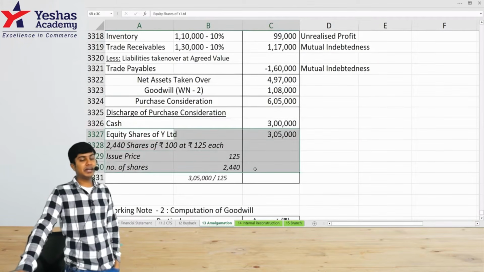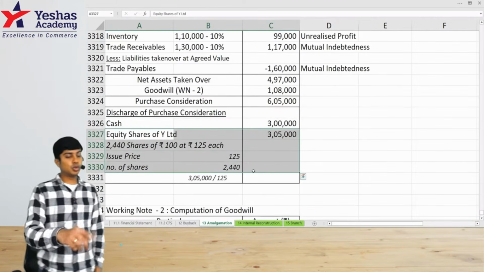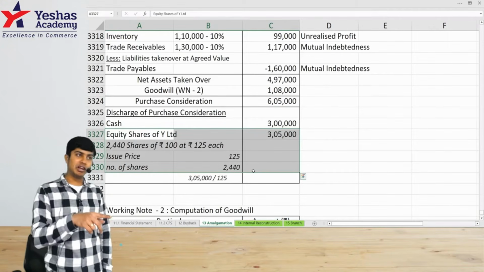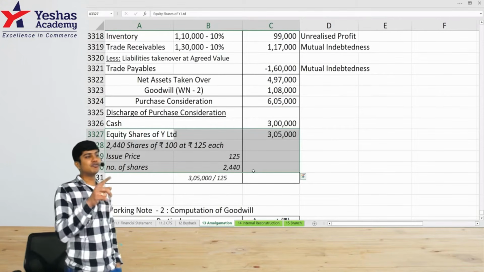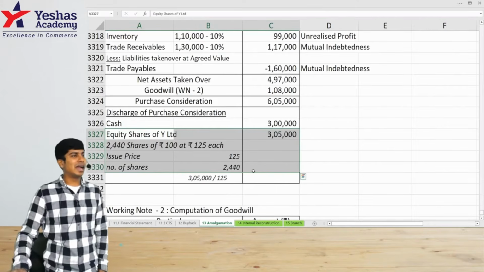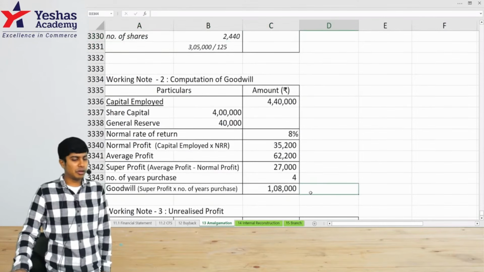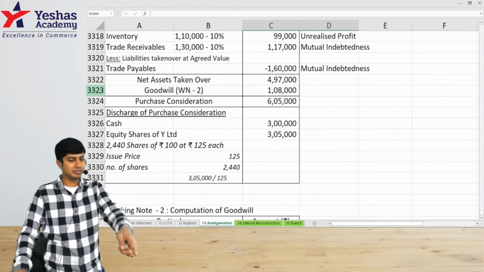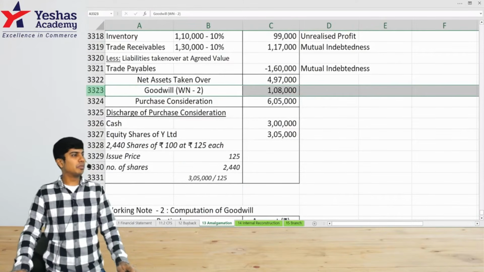This is our share capital but not completely. Why? 2,440 shares into 100 will be share capital. 2,440 shares into premium of 25 will become securities premium. And goodwill will also come. Whatever you have computed, 1 lakh. That anyways we have it here. This is how your balance sheet will look.